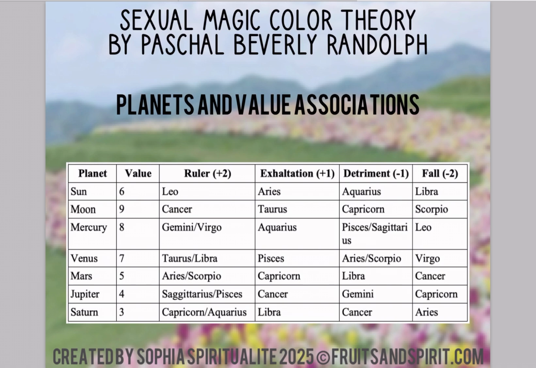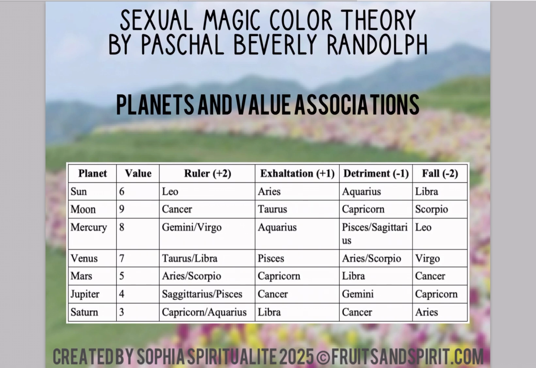But if you're going clockwise, it is Cancer, Leo, Virgo, Libra, Scorpio, Sagittarius, and Capricorn. That's the actual order of the planets. And so again, clockwise, not counterclockwise, like most astrologers do. So these values vary from 9 all the way down to 3.